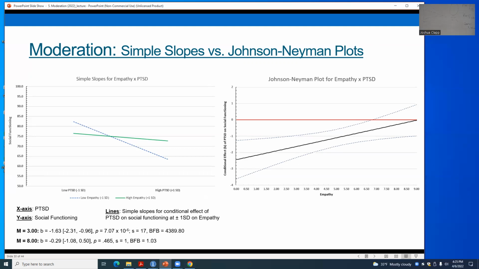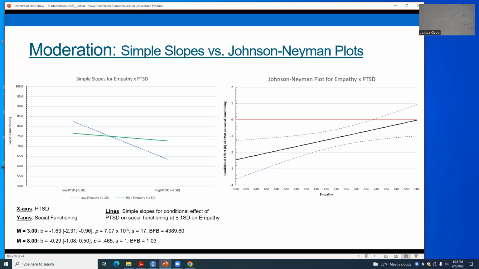Now what we have here are values of empathy ranging from 0 to 9. And on my Y-axis here, this is my conditional effect. This is my simple slope, right? And so we see at empathy values of 0, which I think no one got an empathy value of 0, but my model implied value of 0, at 0, my conditional effect is large and negative, right? And here's my confidence bound, right? So I have evidence here.